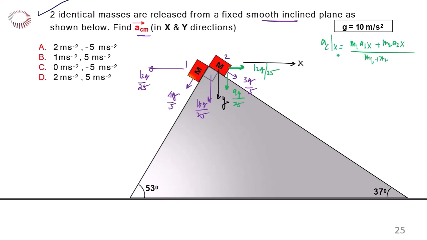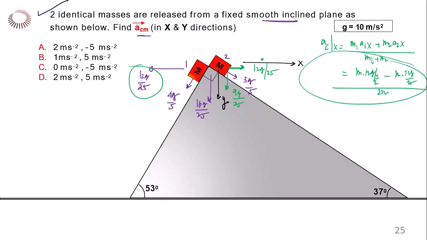Now what is the mass m1? m1 is m. What is the acceleration of m1 along the x direction? It is 12g by 25. If I say this is positive, then the other 12g by 25 will be negative. So m into 12g by 25 minus m into 12g by 25, divided by the total 2m. That means the acceleration of the center of mass along the x direction is 0. So only acceleration in the y direction remains.